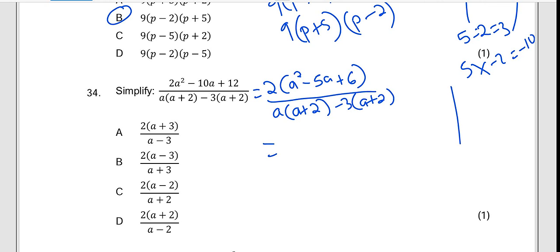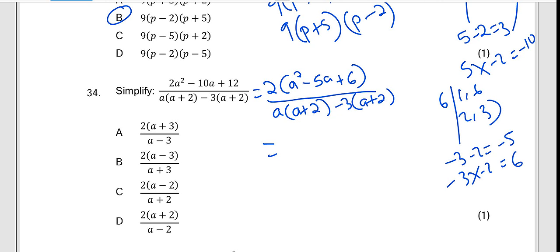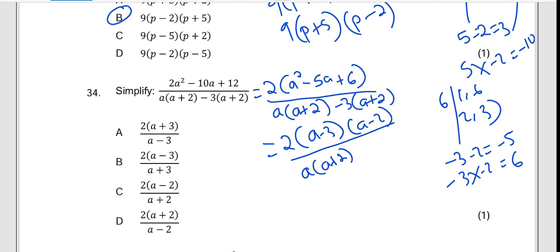And then I will factorize the numerator, factors of 6: 1 and 6, 2 and 3. Two numbers that will give me -5 when I add them, and when I multiply them, must give me 6. What are those two numbers? It's 2 and 3. -3 minus 2 will give me -5. -3 times -2 will give me +6. A minus 3, a minus 2, divided by a plus 2, a minus 3, a plus 2.